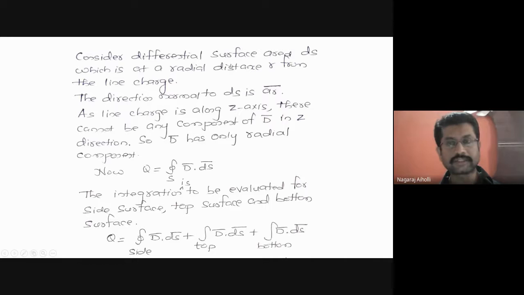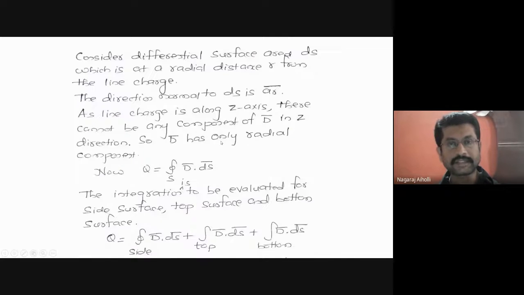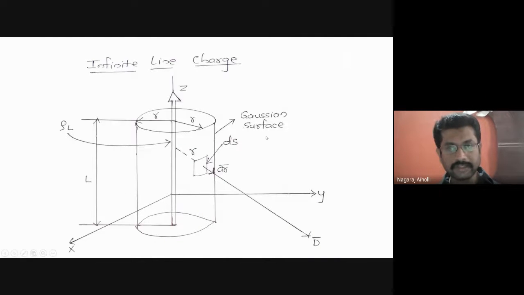Consider a small surface with the area ds at a radial distance r from the line charge. The direction normal to ds is a R bar. As I told, the direction which is normal to the area ds is a R bar. That is the unit vector perpendicular to this surface ds, or normal to surface ds.